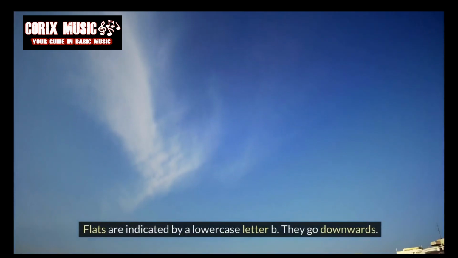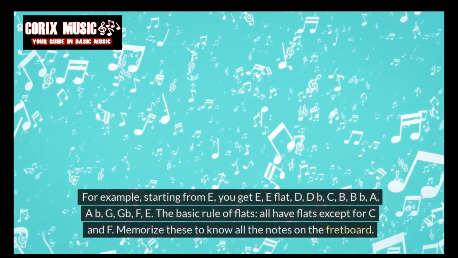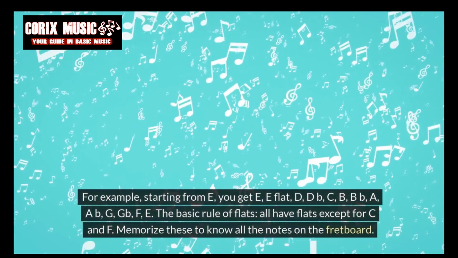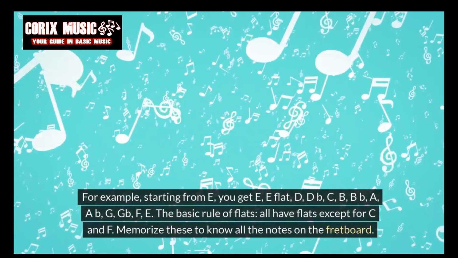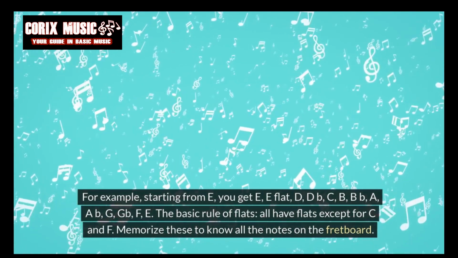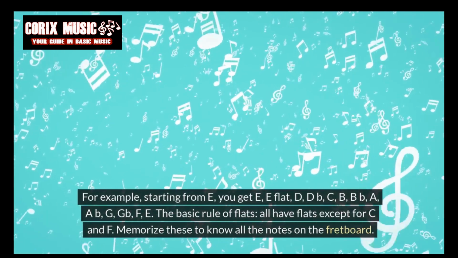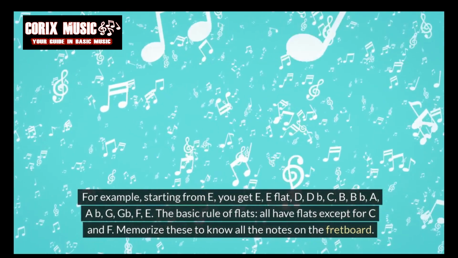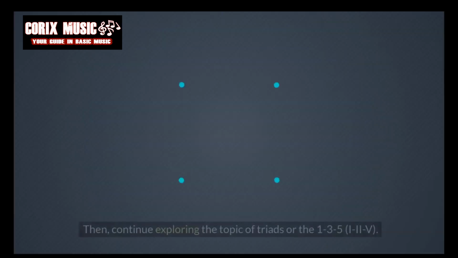Flats are indicated by a lowercase letter b. For example, starting from E going down, you get E, E flat, D, D flat, C, B, B flat, A, A flat, G, G flat, and F. The basic rule of flats: all have flats except for C and F. Memorize this to know all the notes on the fretboard.